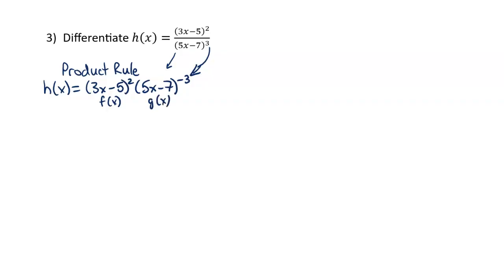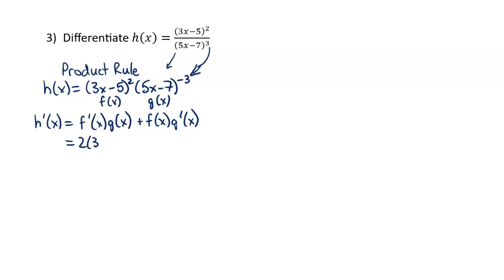You'll notice here what I've done is I've written the denominator as a negative exponent. And once I do that, I can look at that as a product of two things, and I can apply the product rule. So here's the product rule again, just like it was before. We take the derivative of the first function times the second function, plus the first function times the derivative of the second function.